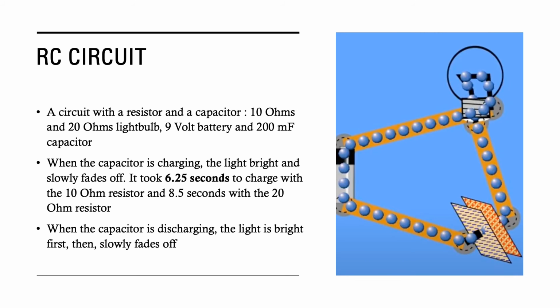For our RC circuit, we used a resistor and a capacitor: a 10 ohm and a 20 ohm resistor, a 9 volt battery, and 200 millifarad capacitors. When the capacitor is charging, the light is bright and slowly fades off. It took 6.25 seconds to charge with the 10 ohm resistor and 8.5 seconds with the 20 ohm resistor. When the capacitor is discharging, the light is bright first, then slowly fades.